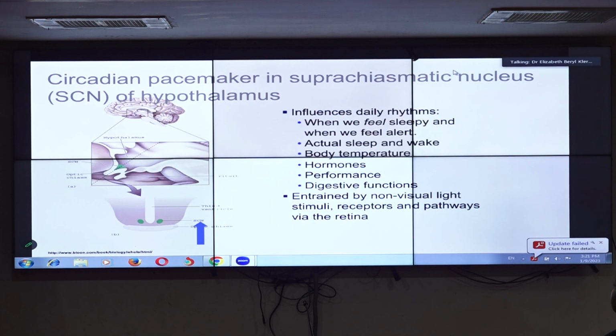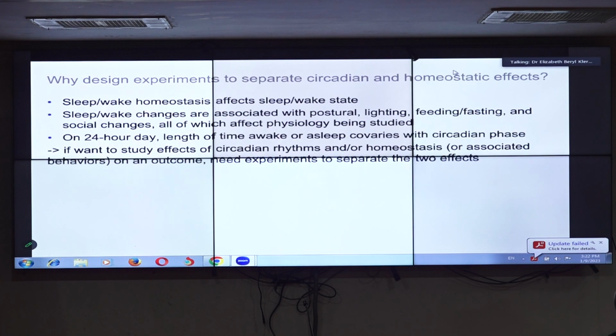You're going to learn a lot more about the circadian pacemaker and the nucleus; I believe Dr. Herzog is talking about the actual physiology. From a human circadian point of view, the SCN in the hypothalamus influences multiple daily rhythms: when we feel sleepy and when we feel alert, our actual sleep and wake times, core body temperature, hormones, performance, and digestive functions. It's entrained by non-visual light stimuli, receptors and pathways in the retina. That's a whole other talk. I'm just giving you an introduction.